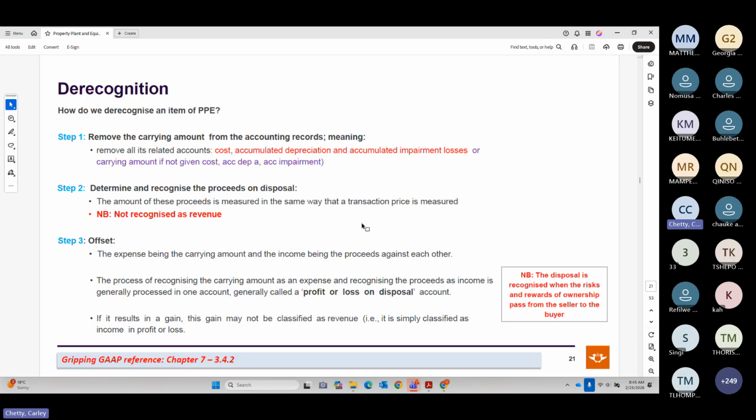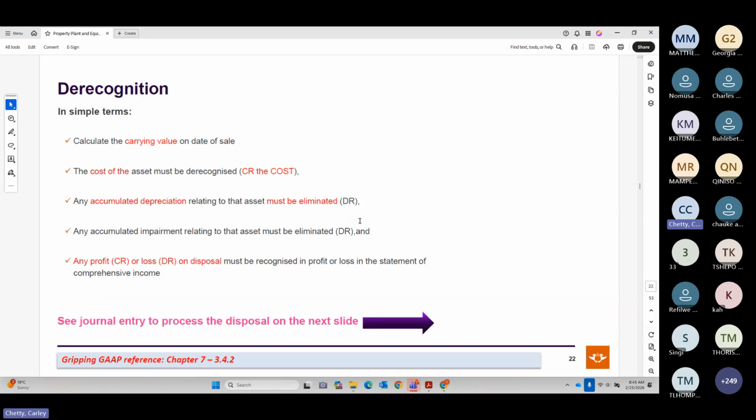So in this account, and I'll show you just now, this will help us determine if there's a gain. This gain may not be classified as revenue. It's simply going to be income and profit or loss. Or if we have a loss on disposal, which would be an expense recorded in the statement of comprehensive income. So the disposal is going to be recognized when the risks and rewards of ownership pass from the seller to the buyer. Okay.